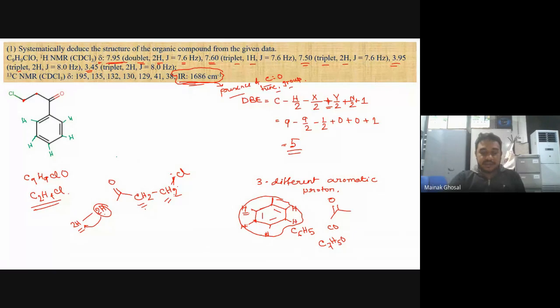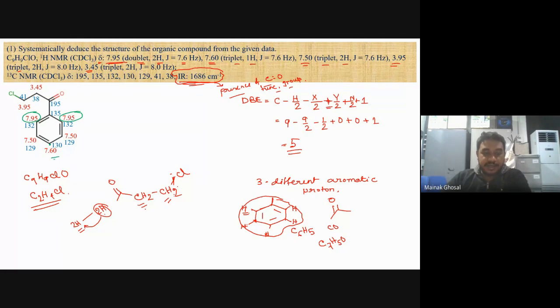So now I am just pointing out which hydrogen is which. The red ones are your proton NMR. You see this 7.95. This is the hydrogen which is ortho to this C double bond O. Just follow this C double bond O. The groups very close to it will be ortho, and this will be highly deshielded. Similarly, the para will also be highly deshielded.